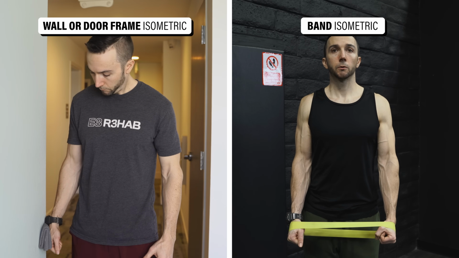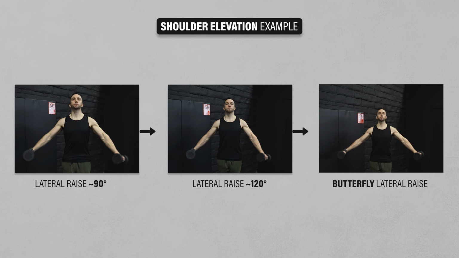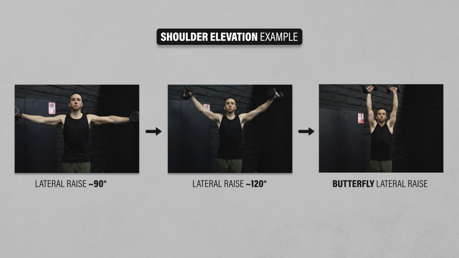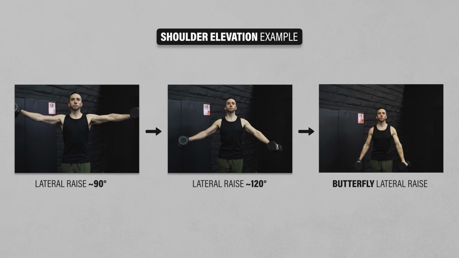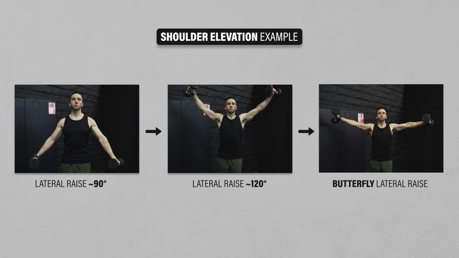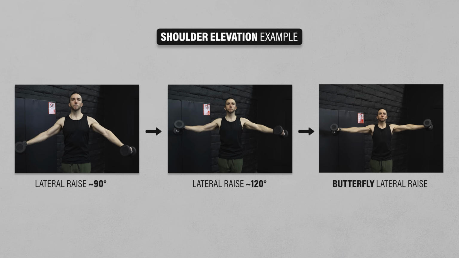In addition to rotation movements, you may also want to include shoulder elevation exercises. You can start with isometrics into a wall or door frame, or using a loop band. Then progress to lateral raises with dumbbells or bands, starting by lifting to shoulder height, progressing to just above shoulder height, and finally to a butterfly lateral raise, which moves your arms fully overhead.